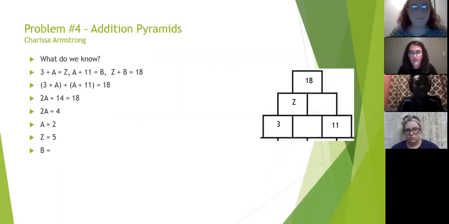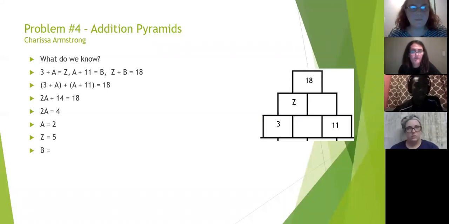Okay, so with this one here, we actually are going to label the unknown in the middle at the bottom A, and the unknown on the right B, and Z we actually came to understand. So we know that Z equals 3 plus A, and the right box is A plus 11, and the top is Z plus A plus 11.